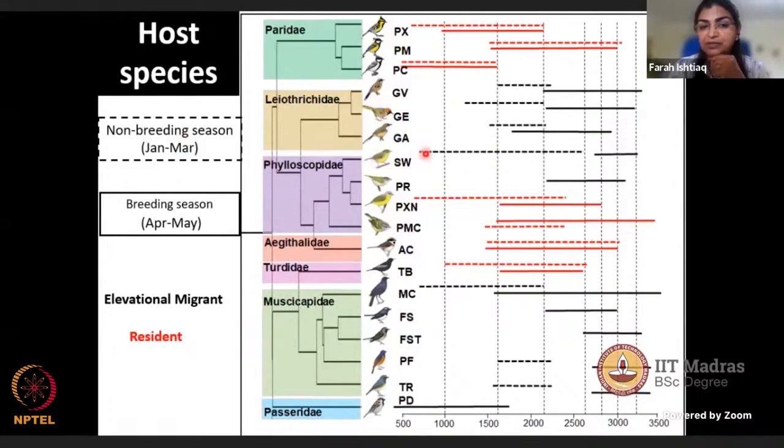So for example, this species of warbler is found in the non-breeding season up to this range, but it shifts in the breeding time only to these elevations. Which means if we are sampling these birds in the breeding time, most of them should be found here in this range.